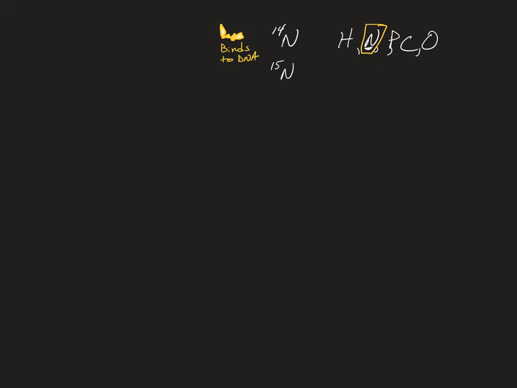So what they did is they took bacteria and they grew the bacteria using nitrogen 14. The food source had nitrogen 14. That's normal, non-radioactive. And so what happened? The bacteria grew.